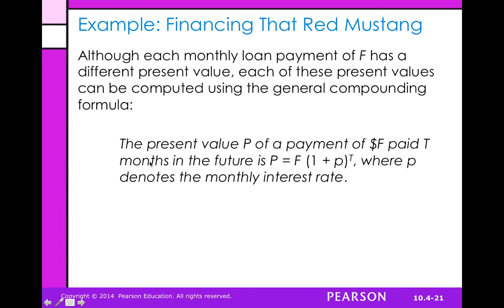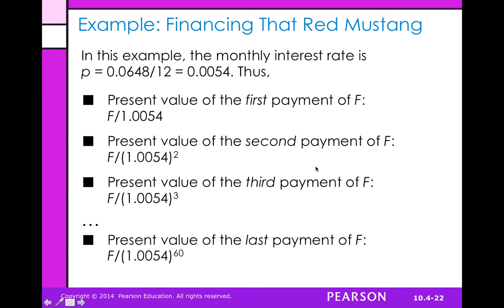So recall what that was. The present value P of a payment of F dollars paid T months in the future is given by this formula. The present value is the future amount times 1 plus the monthly interest rate, because you're doing things monthly here, raised to this capital T, which remember is the number of compounding periods per year times the total number of years. So this formula can be found in section 10.3. That's where it's pulled from.